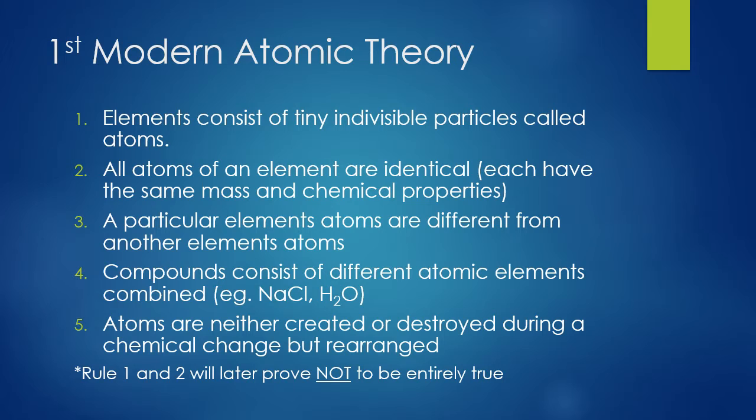For number 3, a particular element's atoms are different from another element's atoms. Well, that's true. Carbon atoms would be different from oxygen atoms. Still proven true today. For number 4, compounds consist of different atomic elements combined. That's just the definition of a compound. If you have 2 or more elements forming a bond of some sort, it's going to be classified as a compound. The examples shown below are sodium chloride, where we have sodium forming a bond with chlorine, and then of course water, where we have hydrogen and oxygen atoms combining.